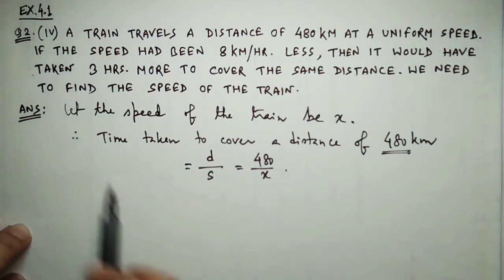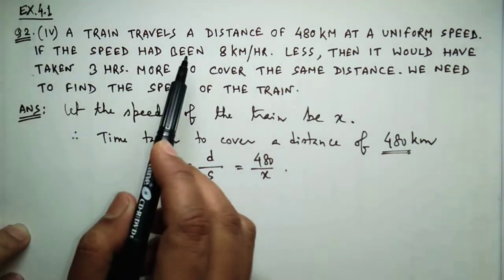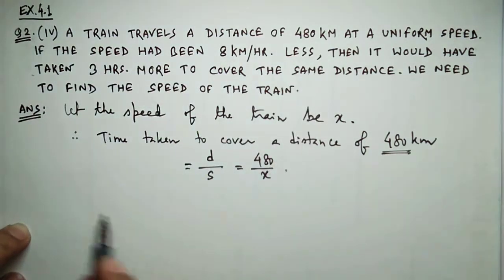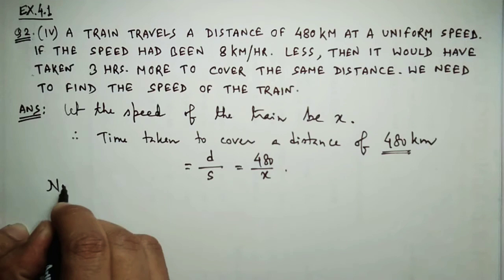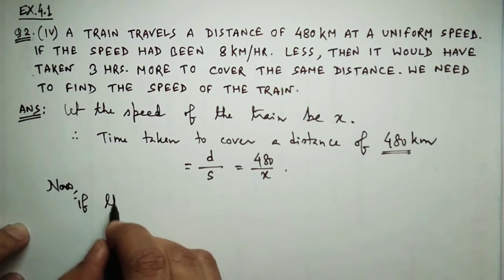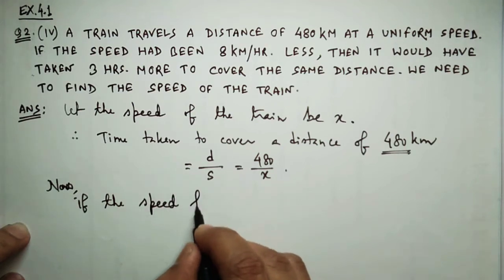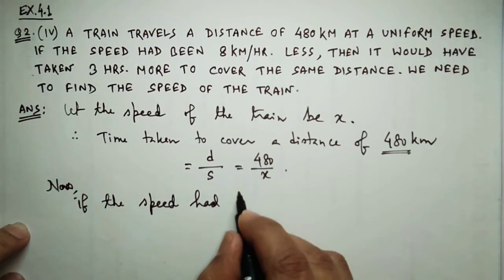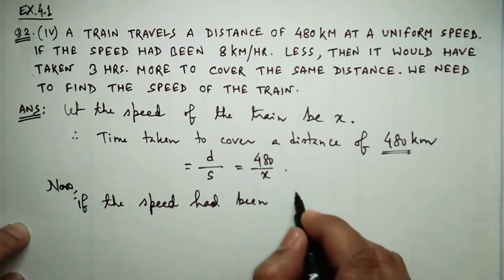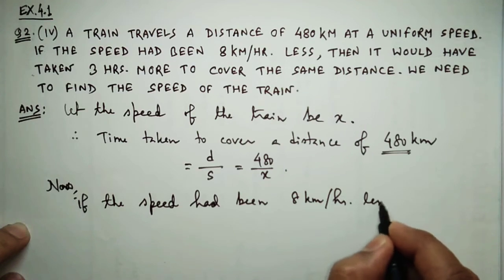Alright, now come to the second case, the second situation. If the speed had been 8 km per hour less, write it. If the speed had been 8 km per hour less.